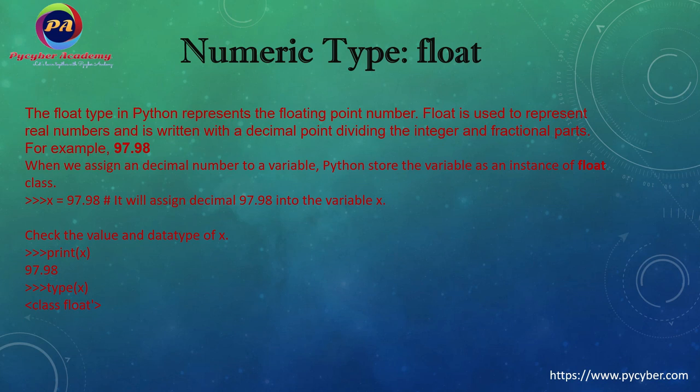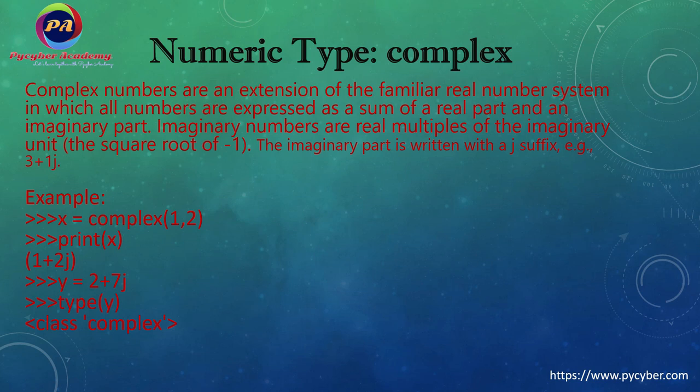Python has an inbuilt float class to represent floating numbers. As we assigned x an integer value 5 in our previous example, the data type was automatically set to int. Now when we assign x the value 97.98, the type of this variable becomes float.